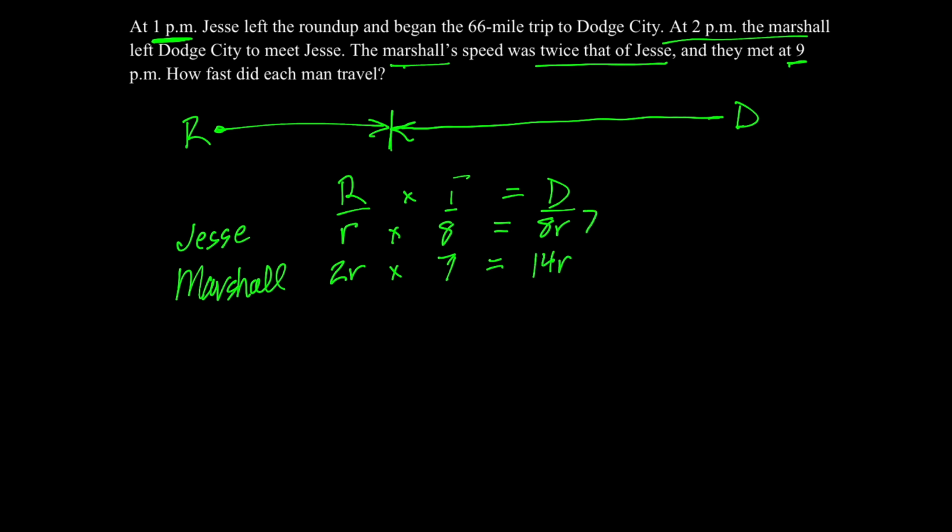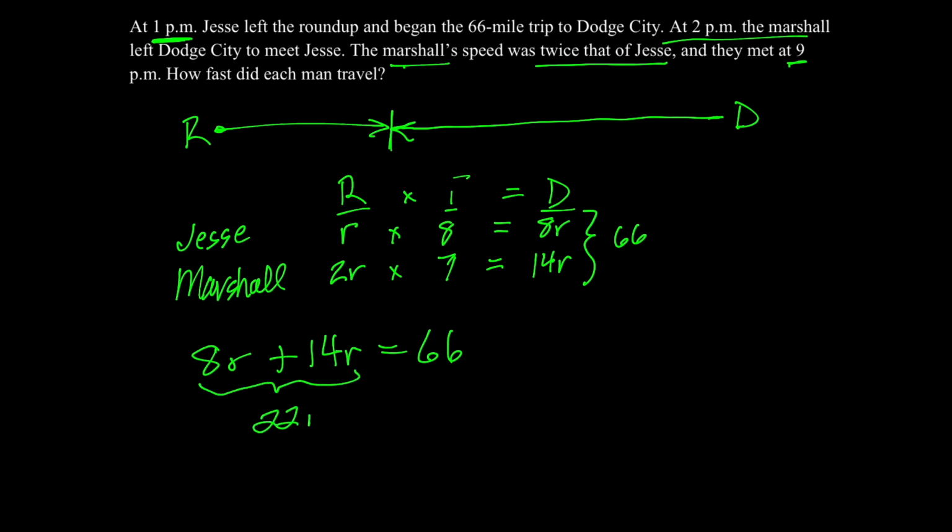And I know the total distance here was 66 miles. So that's the equation I'm going to solve. I'm going to say 8R plus 14R is equal to 66. Like terms to combine right here, so that gives me a 22R is equal to 66. And divide both sides by 22, we get 3. So remember what the 3 is. That's Jesse's rate up here.